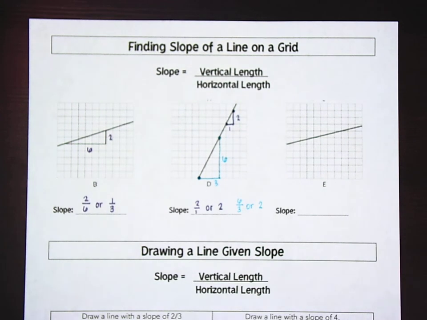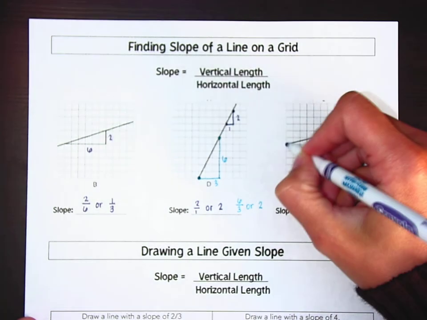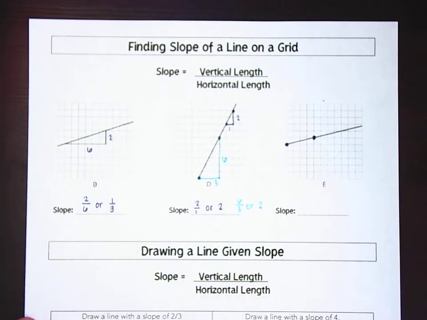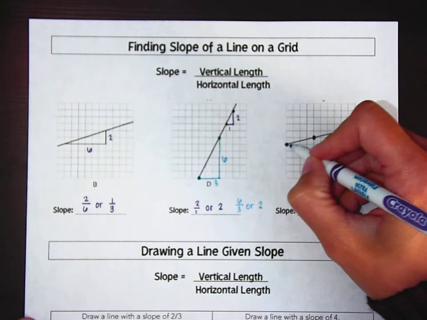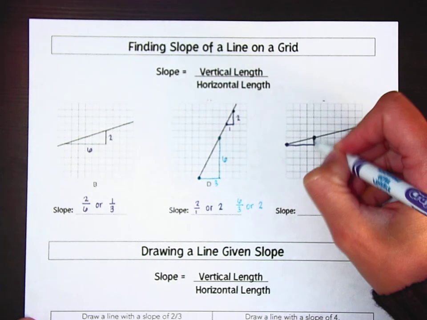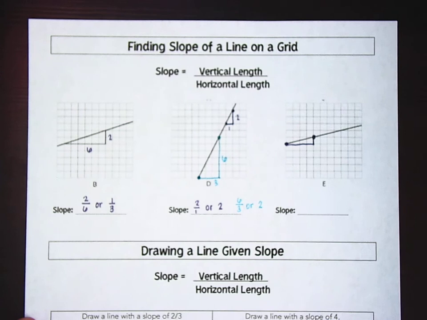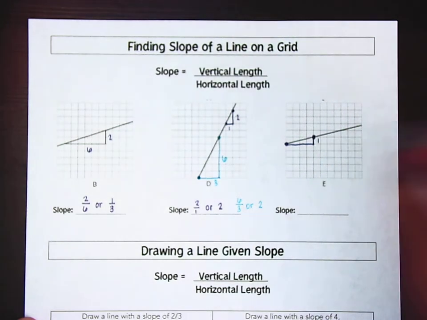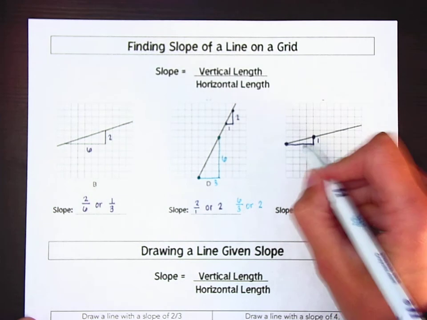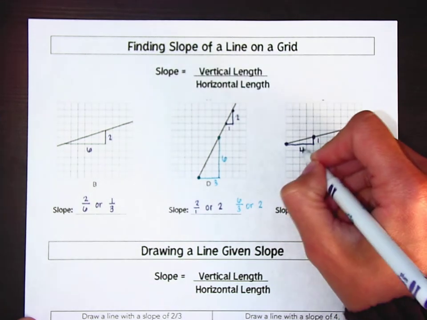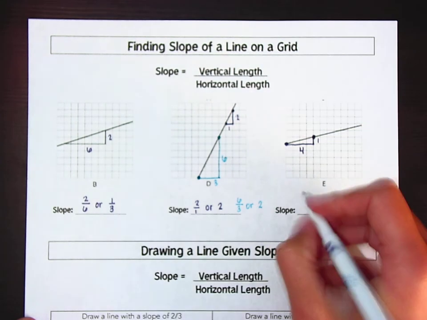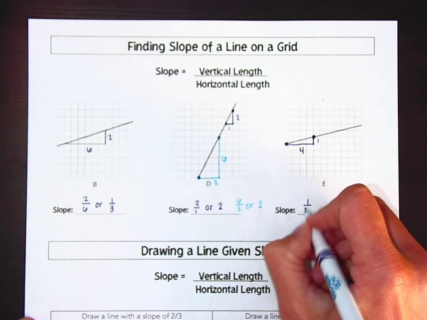So again, I'm going to start by picking 2 easy to read points on this line. So I see one right here looks good, and this one looks good. So once I pick those 2 easy to read points, I'm going to go ahead and draw a right triangle connecting them. I can see my vertical length is 1, and my horizontal length is 1, 2, 3, 4 units. So because my slope is vertical length over horizontal length, my slope is going to be 1/4.